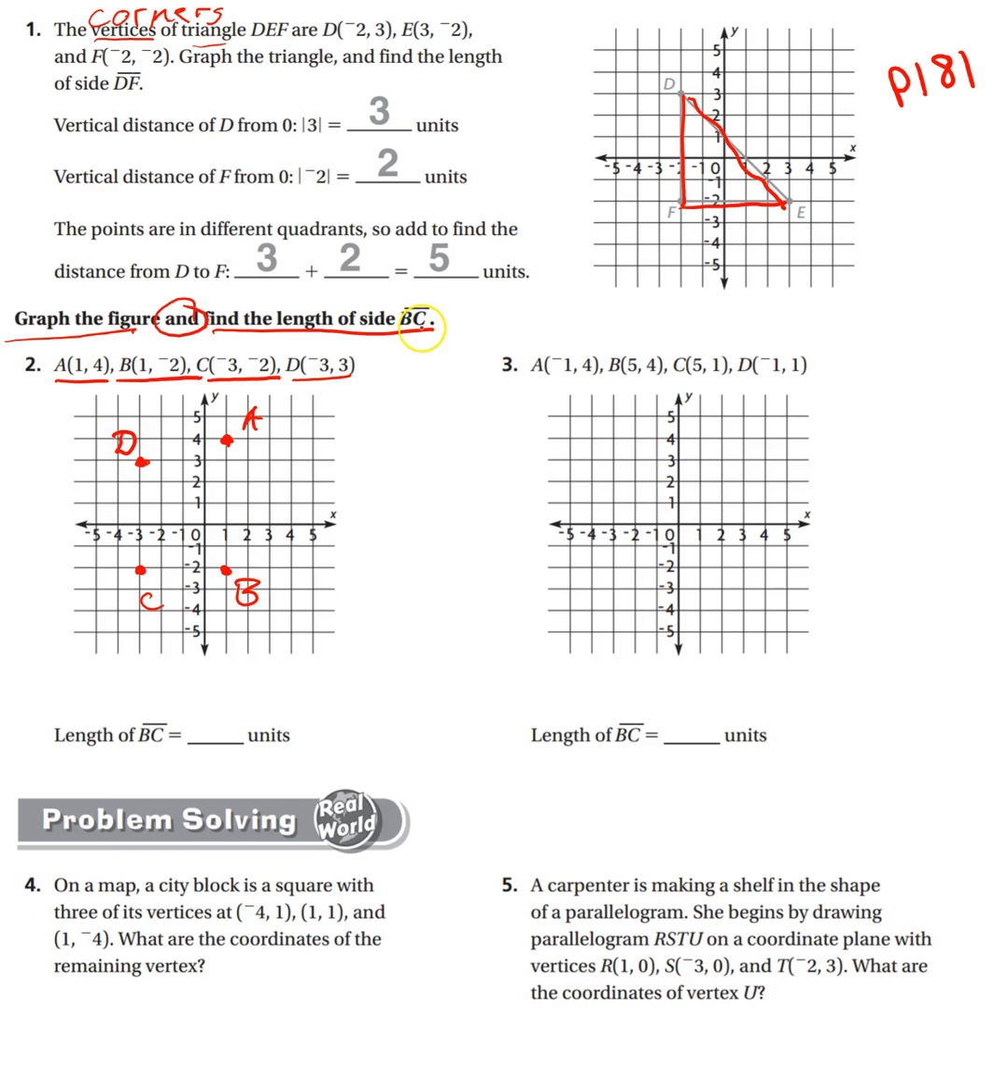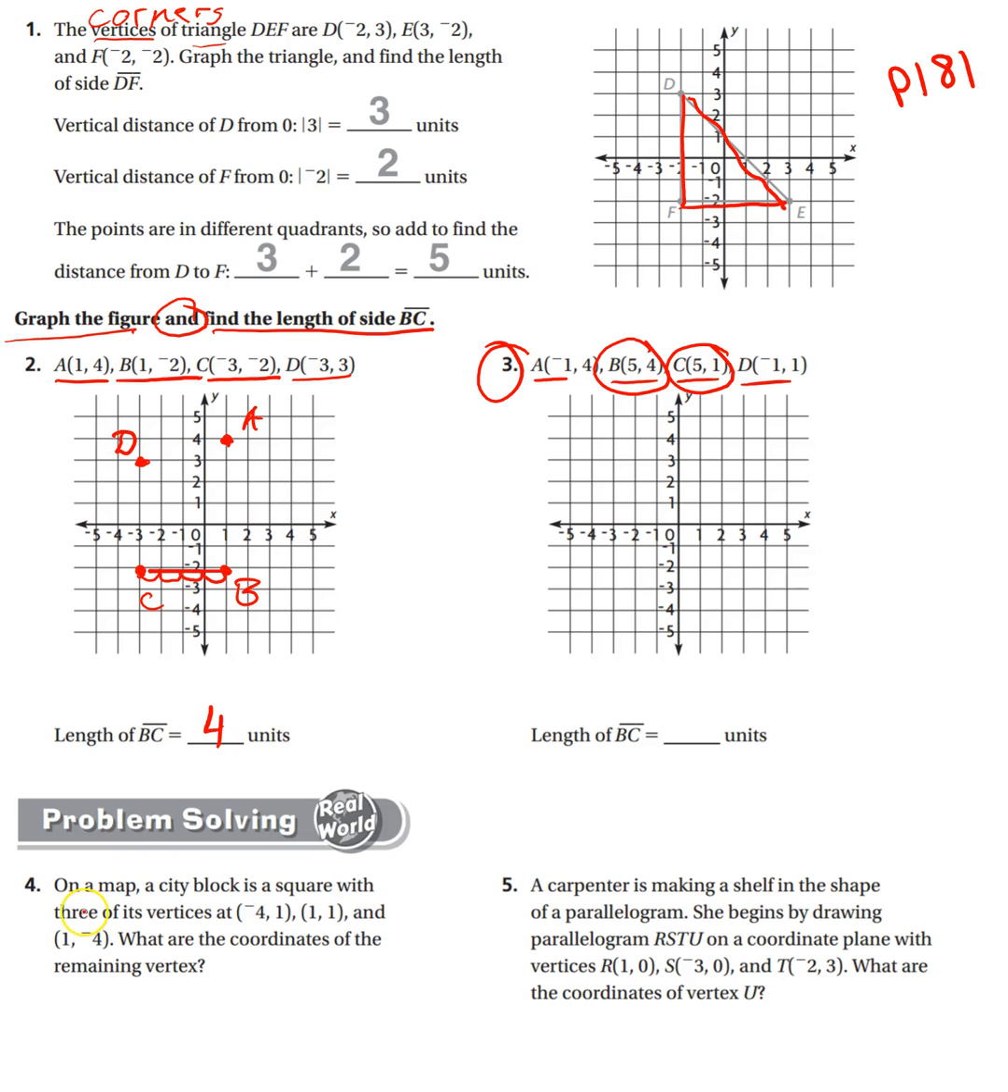All right, and then they want to know the length of line BC. So I go from B to C, and that is 1, 2, 3, 4 units. Okay, I'm going to let you try 3 on your own. Here are your points. You're going to graph them on this little graph. Then you're going to find the distance from the new point B and the point C, and you're going to put the number of little boxes away it is right down here.